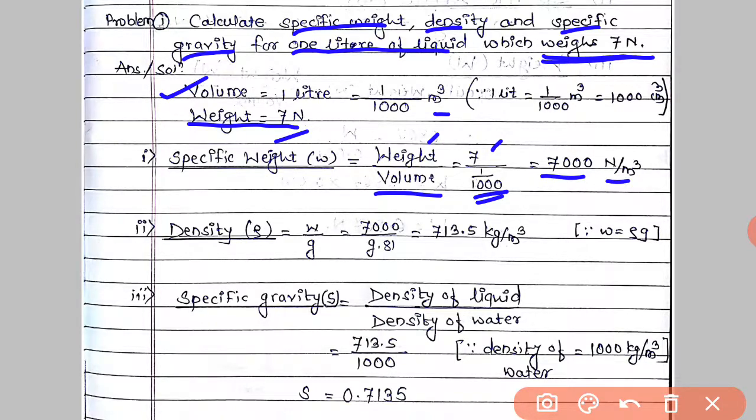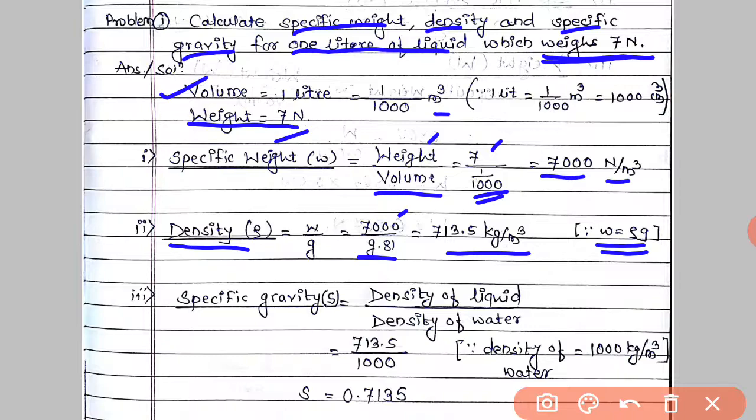Now we have to calculate density rho. We know that density rho is given by small w upon g. Small w value is obtained in the first point. Write down the value of g, 9.81, the value of acceleration due to gravity. The answer will come 713.5 kg per meter cube. As w is equal to rho g, we can use this formula, rho is equal to w upon g.